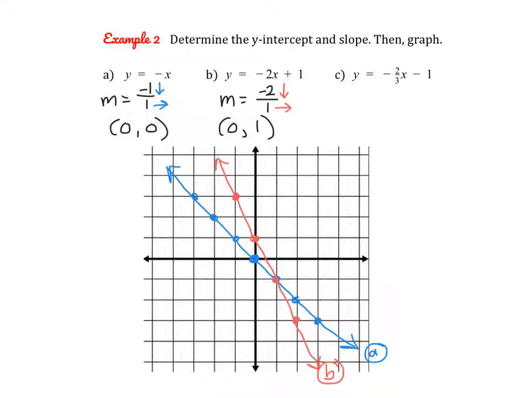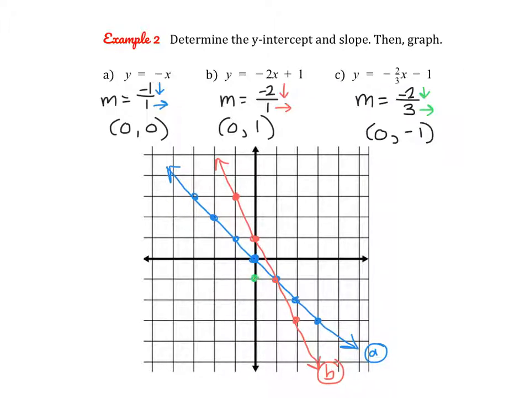Okay, let's look at this last one. I can see that the coefficient of x is negative 2 over 3. So remember, I'm going to place the negative in the numerator. So this tells us to go down 2, right 3. My b value is negative 1, so my y-intercept is (0, -1).